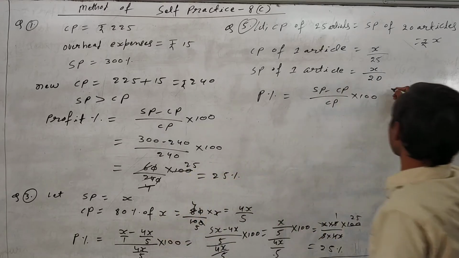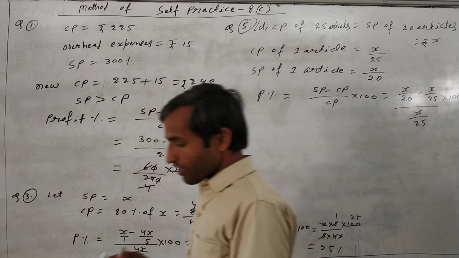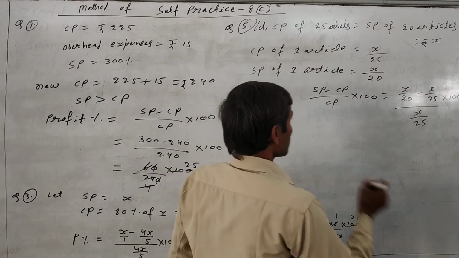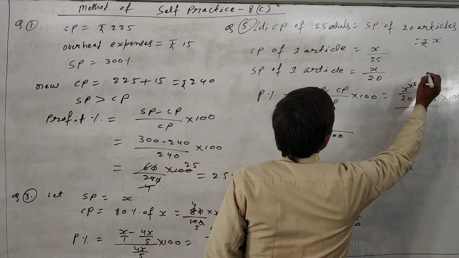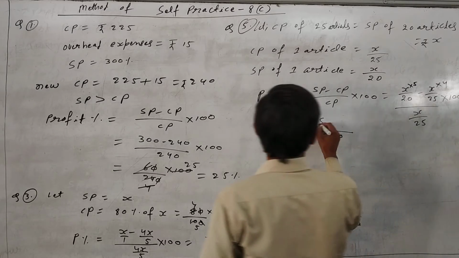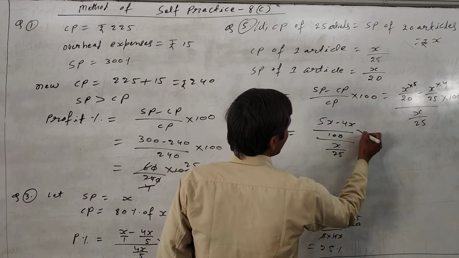Now in place of SP we put x upon 20 minus x upon 25, upon x upon 25, into 100. Again we have to do like this only, whatever we did in the previous question. We have to take the LCM of 20 and 25, then solve. So the LCM of 20 and 25 will come 100. So we multiply by 5 here because in the 20 table 100 comes 5 times, and in the 25 table it comes 4 times, so we multiply by 4 here. So it will come 5x minus 4x upon x upon 25 into 100.